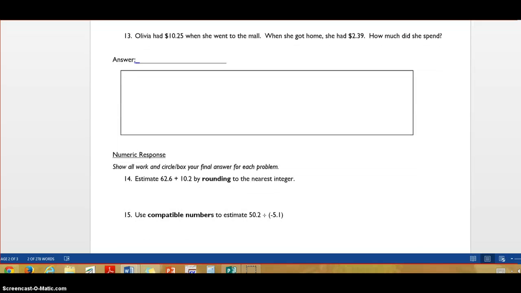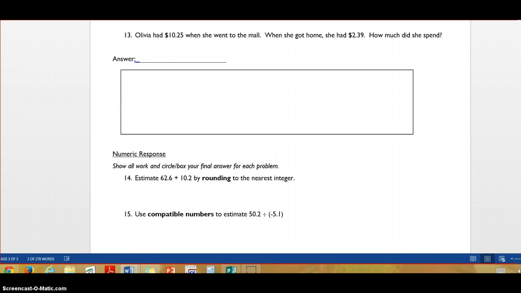Now the last page, we only have a couple problems left. Olivia had $10.25 when she went to the mall, and when she got home she only had $2.39 left. So this is what she started with, and this is what she came home with. Now we want to figure out how much did she spend. So this is just a subtraction problem. 10.25 minus 2.39. Now since this is decimals and we are subtracting, again, remember to line up those decimal places. That's the main concern here, making sure we line up those decimal places.